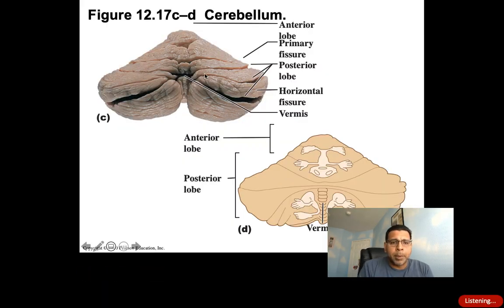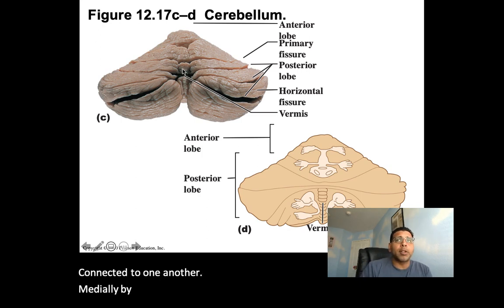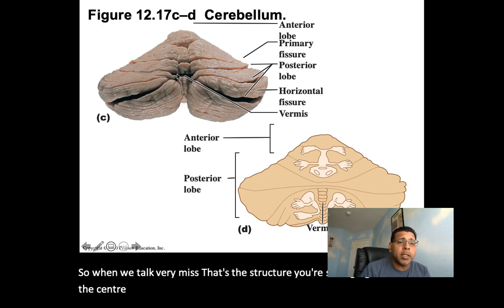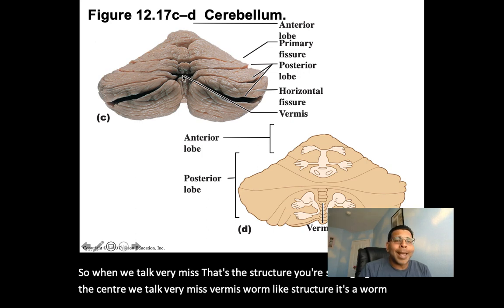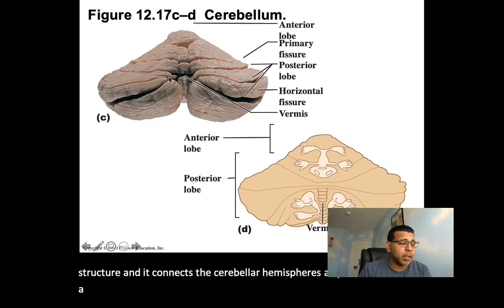They are apple-sized, connected to one another medially by the vermis. When we talk vermis, that's the structure you're seeing right here in the center. Vermis is this worm-like structure, and it connects the two cerebellar hemispheres, as you can see there.